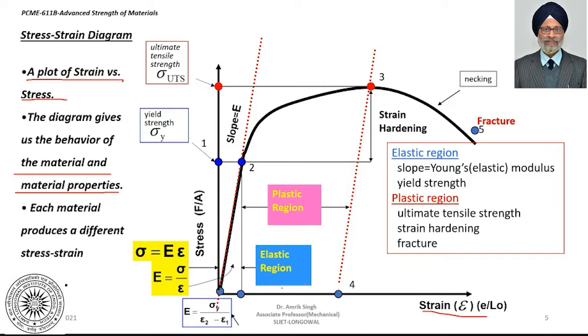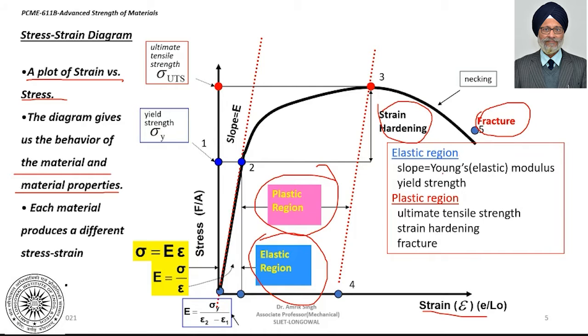Basically, this region, which is from 0 to 2 or 1 to 2, is the elastic region. From here to the highest point, it is the plastic region. After that, necking takes place, and the fracture occurs here. This portion is known as the strain hardening. We will understand what strain hardening is.